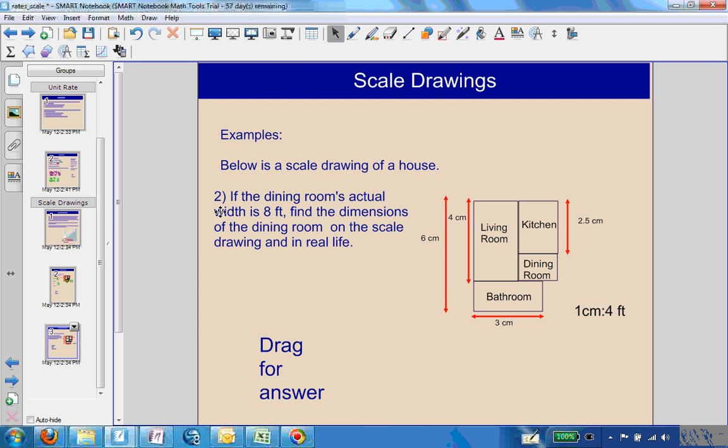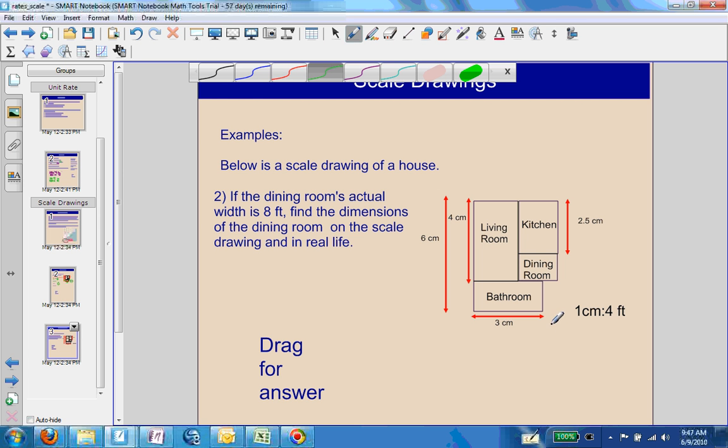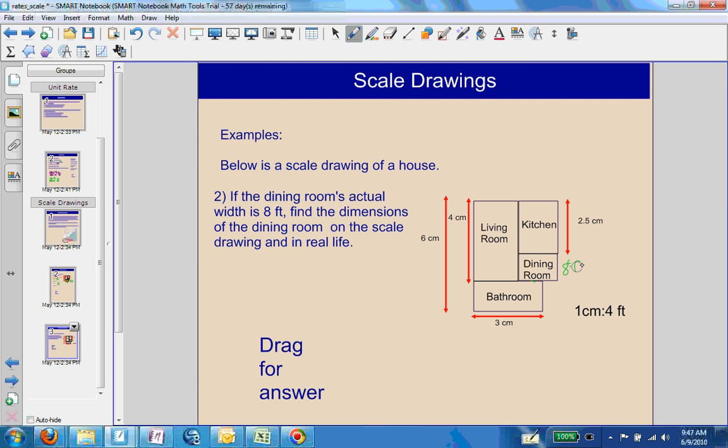This is the same scale drawing. It says if the dining room's actual width is 8 feet, so let's look at that. The dining room's actual width is 8 feet. So I would make this 8 feet. Find the dimensions of the dining room on the scale drawing and in real life. So again, we're working with our scale of 1 centimeter equals 4 feet.